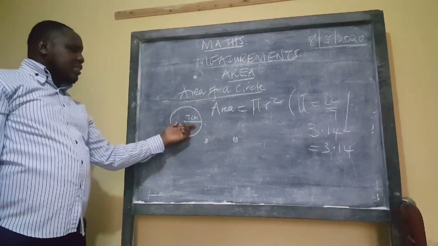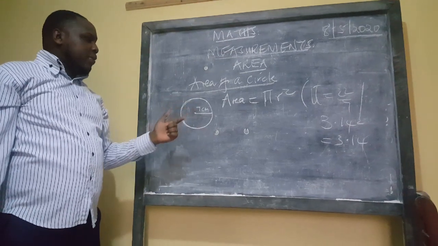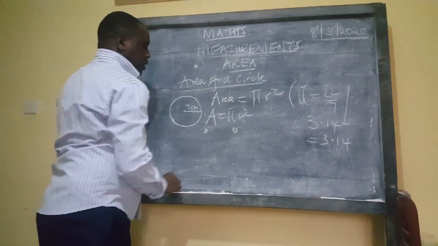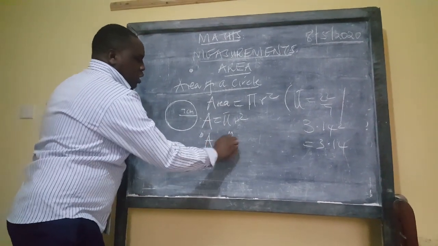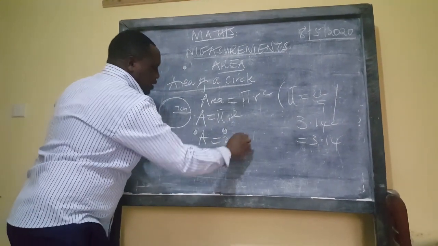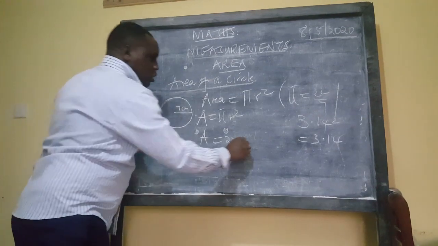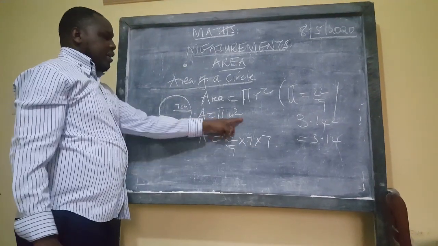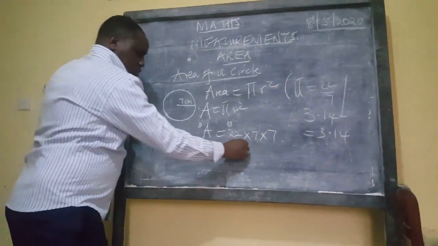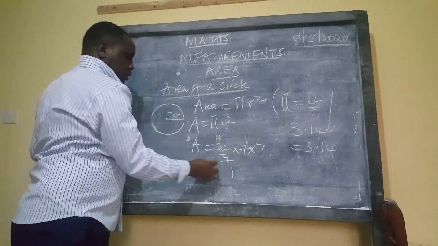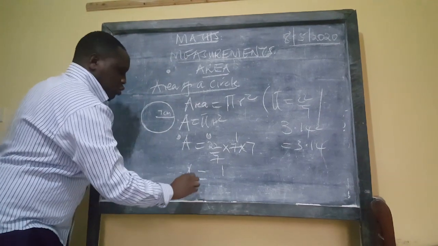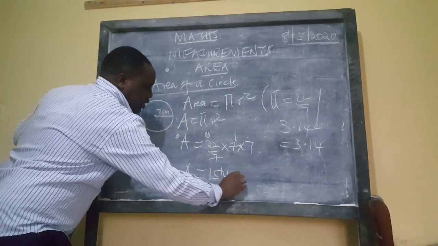So our radius is 7 centimeters. So what will be our area? Area is equal to pi r squared, and therefore area will be equal to the pi. We are going to use 22 over 7 in this case. 22 over 7 times the radius, which is 7. So 7 times 7. Radius squared means radius times radius. So 7 divided by 7, and you're going to remain with 22 times 7. So our area is going to be 154 centimeters squared.